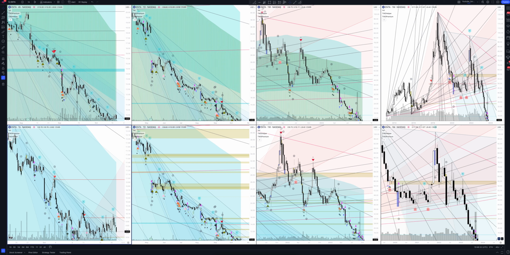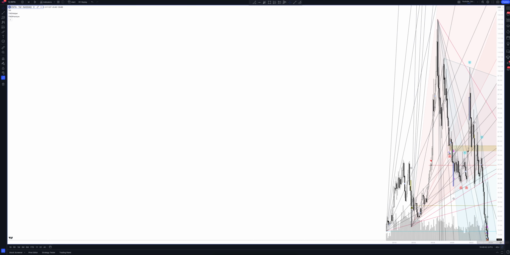Today we will take a look at Enanta Pharmaceuticals Inc. stock. Let's analyze the market situation and find out how you can make money on it. Let's start. We always start our analysis from the global market.